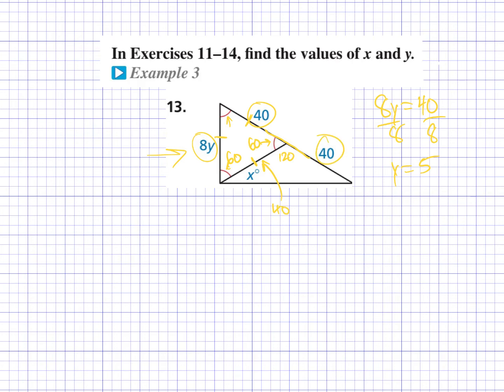Well, and the other side's 40. So that means those two are the same. And this is a base angles theorem, which says that angle x is the same as this angle. And if they're both the same, there's 180 degrees in each triangle. So 180 minus that 120 is 60 to be divided evenly between those two. So x has to be 30 degrees.